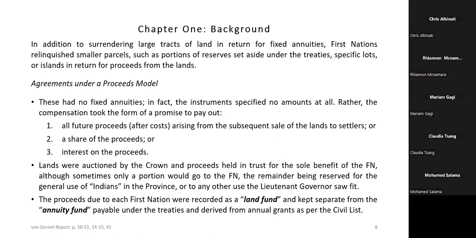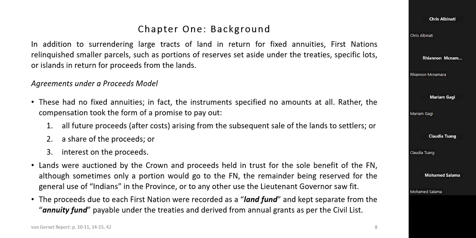And the Crown would then promise the proceeds, and usually the language of these instruments was such that it would be to the benefit of the First Nation, or they would be sold to their best advantage. So the idea was that, unlike the annuity treaties, the government couldn't just simply give the lands away. They had to sell them at some kind of profit that benefited the First Nation.